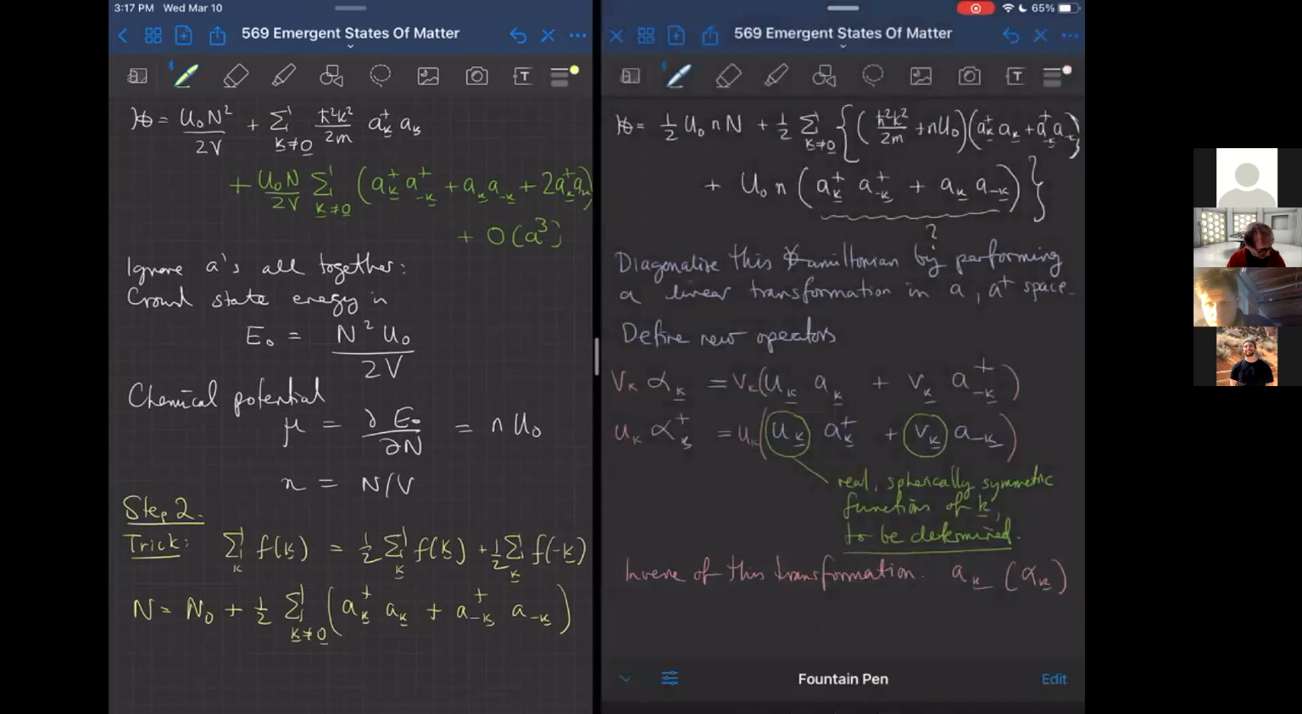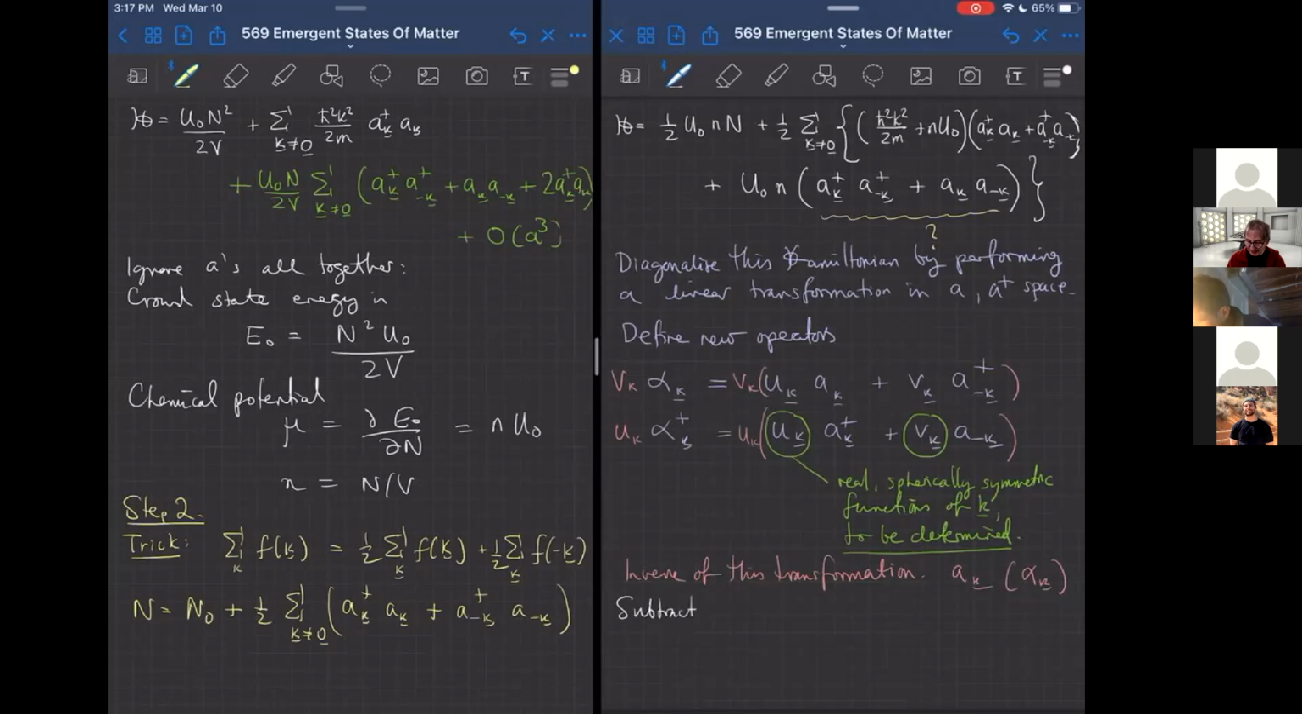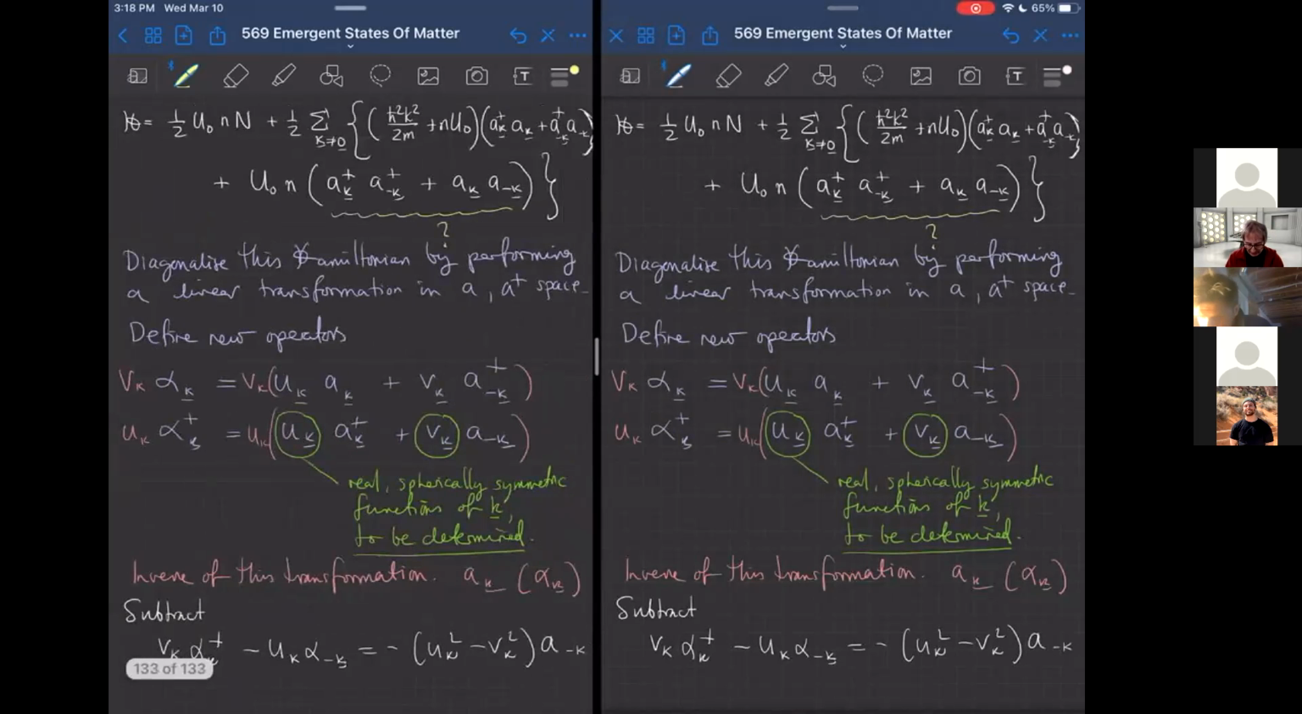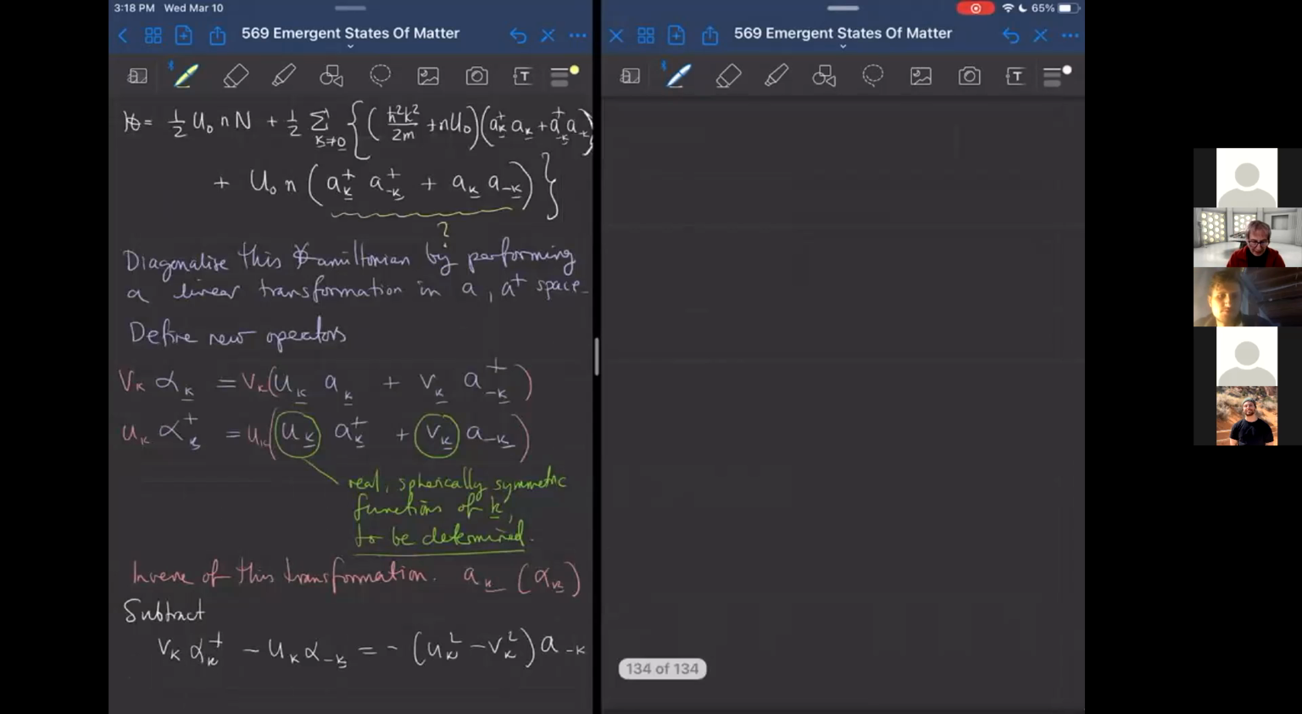Okay, so let's subtract. Are we assuming that U and V are real? I said so, yes, they're real. Okay, so let's subtract them. So then what I get is VK alpha K dagger minus UK alpha minus K is equal to minus UK squared minus VK squared times A of minus K. Okay, so that's the first thing. So that's the first condition on these functions UK and VK.